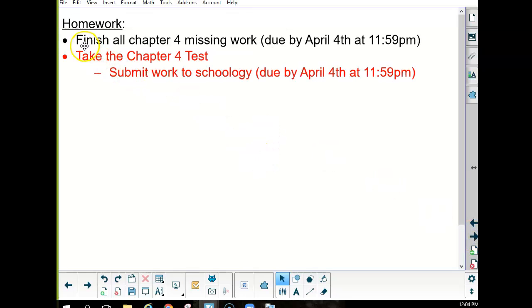So here's what we got then for today. Your goal by April 4th is to finish all missing work for this unit and then to complete the test as well. So everything has to be done by April 4th at 11:59. If there's any questions, let me know. Otherwise, those of you on Zoom, you're free to leave.